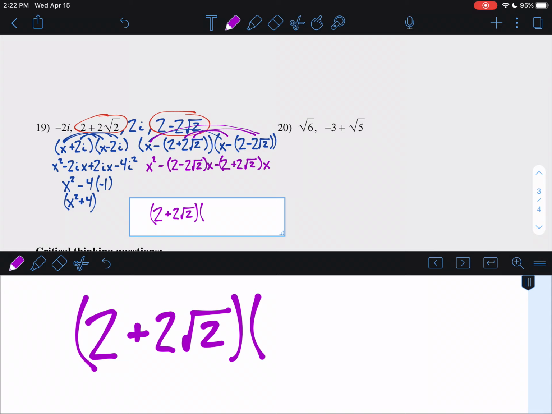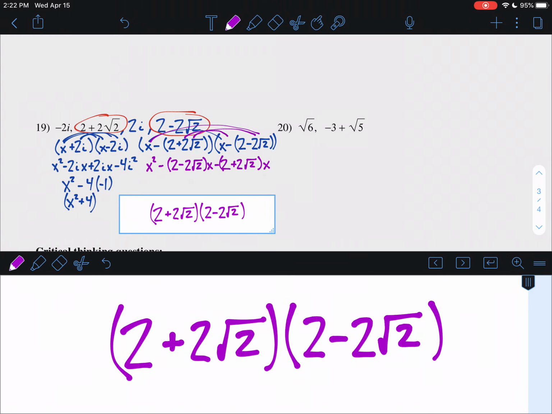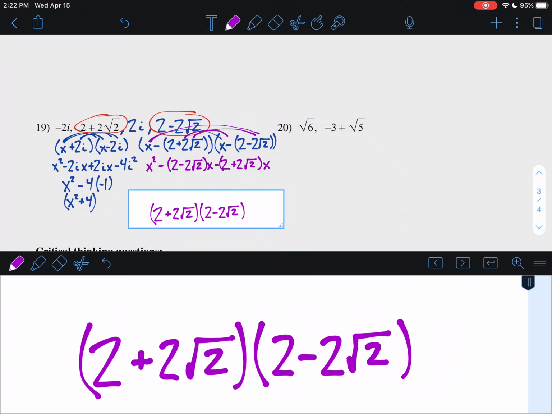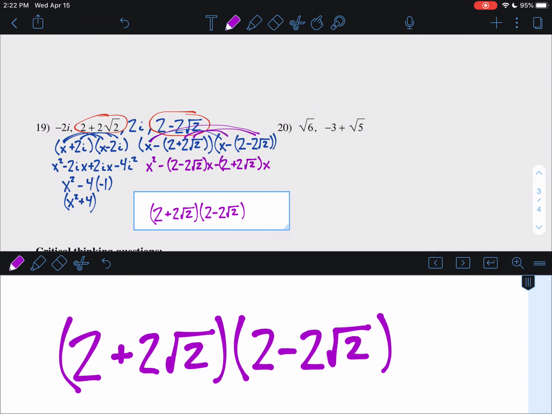Times 2 minus 2 square roots of 2. And technically they're both negative because there's a negative in front of both these numbers, but negative times negative is positive, so I'm just going to not worry about the negative. Okay, so I'm going to FOIL these separately now.